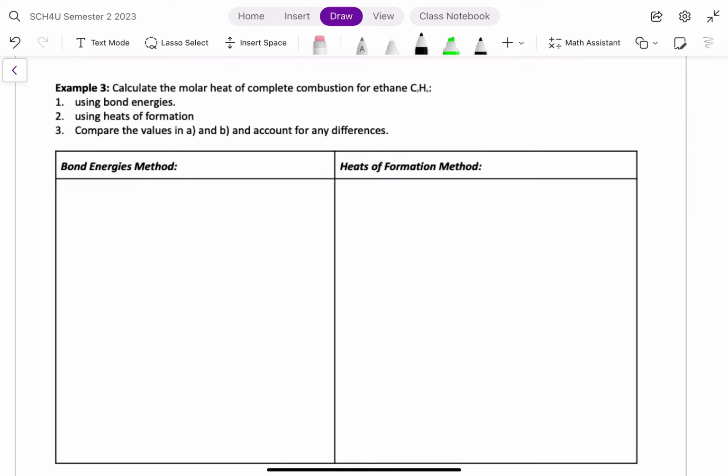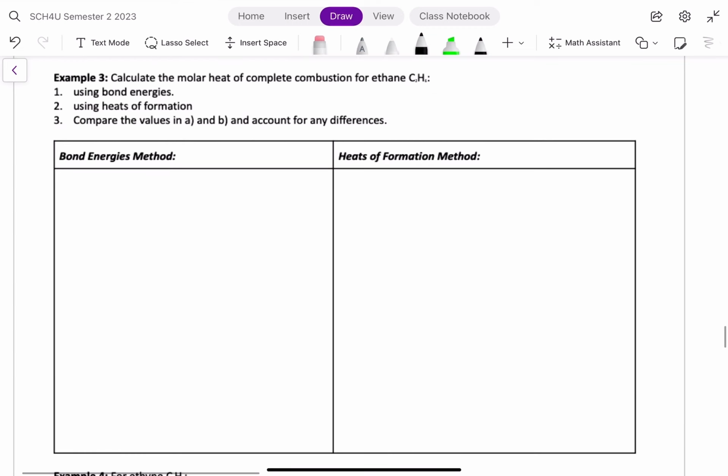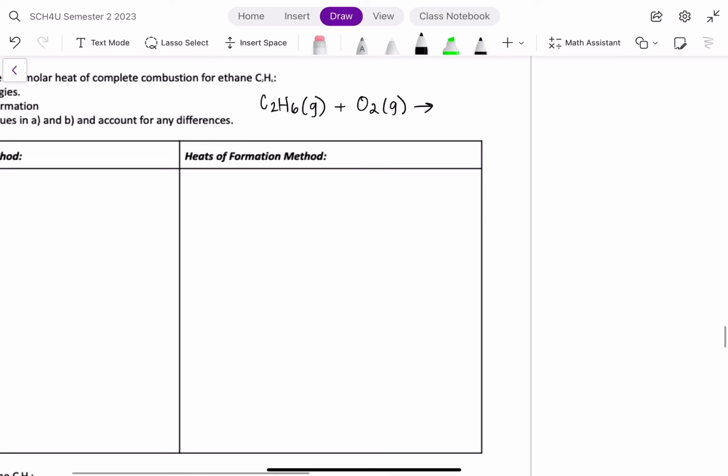Example 3 says, calculate the molar heat of complete combustion for ethane, which is C2H6. So for any complete combustion, regardless of what the fuel is, in this case our fuel is ethane, when it reacts with oxygen gas, the products will always be carbon dioxide gas and water vapor.